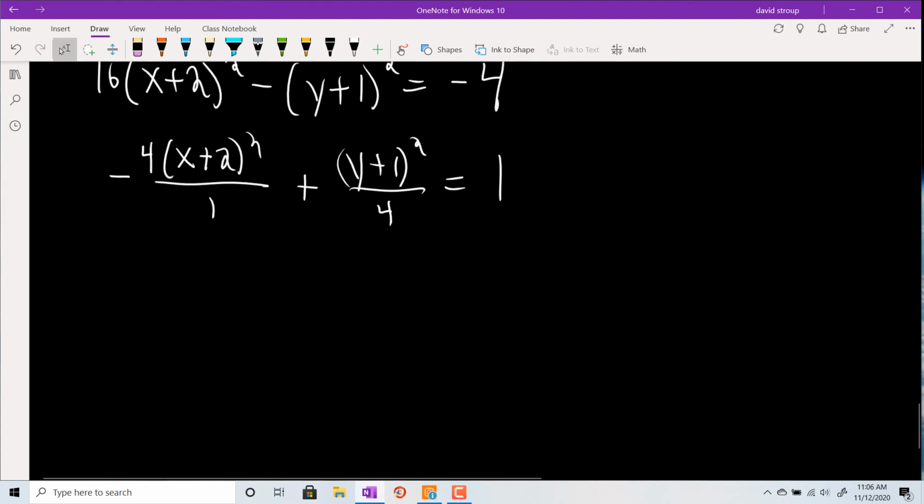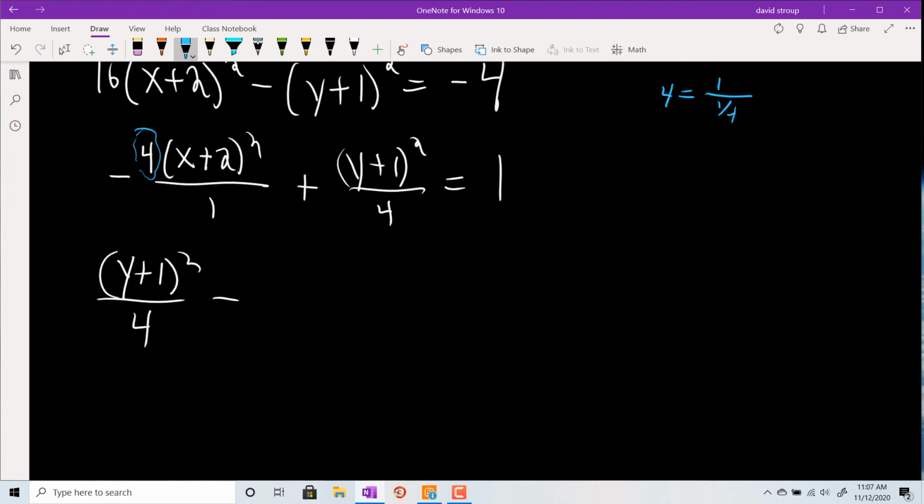So the positive part, we want to put that first. So (y plus 1) squared over 4. And then minus this other thing, but we want to write it without that pesky 4 sitting up in front. You may remember that the trick is to say that 4 is the same as 1 all over 1 over 4, right? So that's what I do. I rewrite this as (x plus 2) squared all over 1/4, and then set that equal to 1.